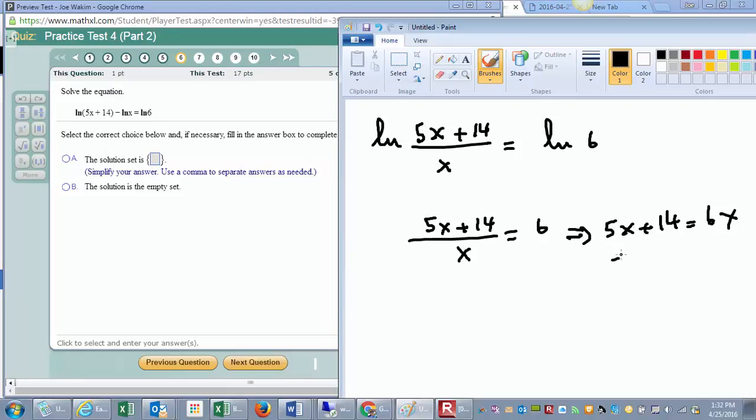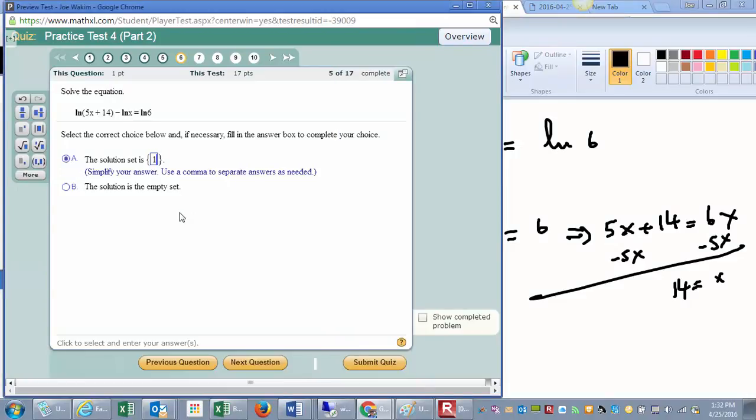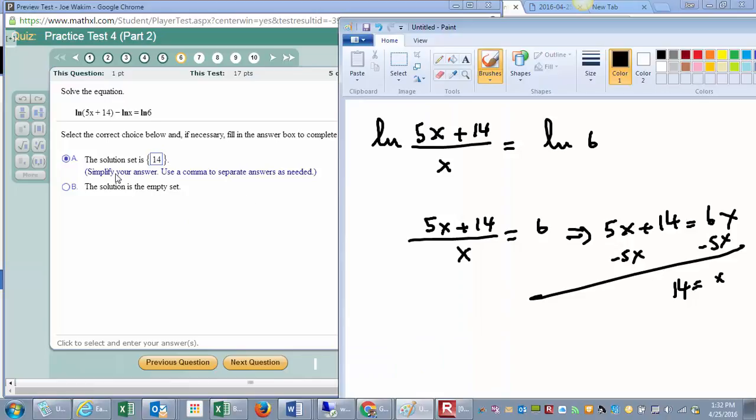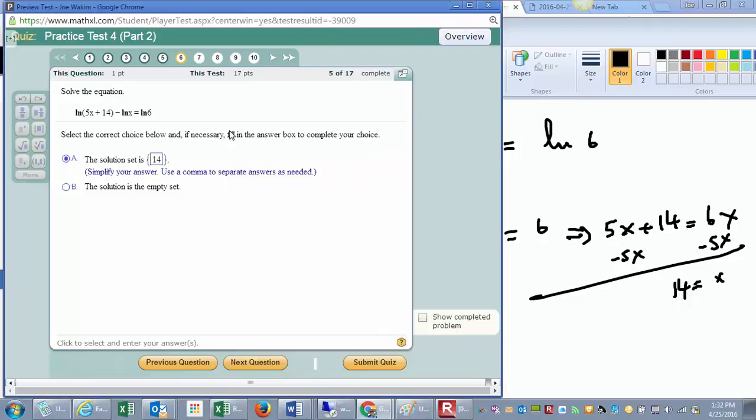Now subtract 5x from both sides and we'll be done. So x equals 14, so that would be 14 is okay here. So 14 is the final answer. So again, all we did, we used the quotient rule, 5x plus 14 over x under the same log. If a log equals a log, then the inside should be equal. So 5x plus 14 over x equals 6, cross multiply. So x equals 14. Okay, let's go to number 7.